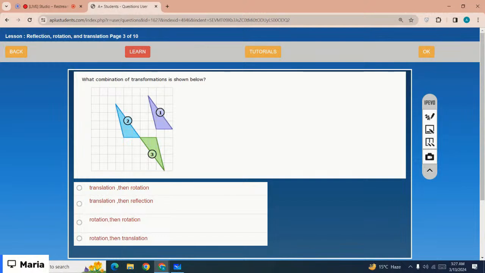So from 1 to 2, that is translation. From 2 to 3, that is rotation. So the correct option is translation and then rotation. Option number 1 is the correct option, right?